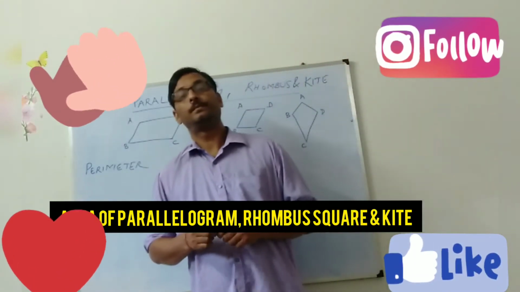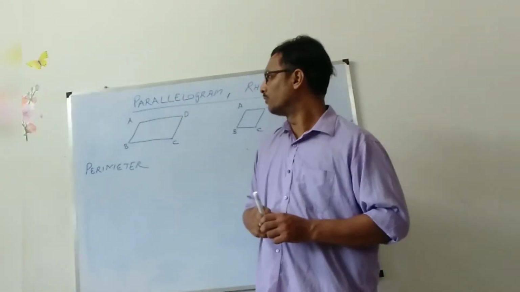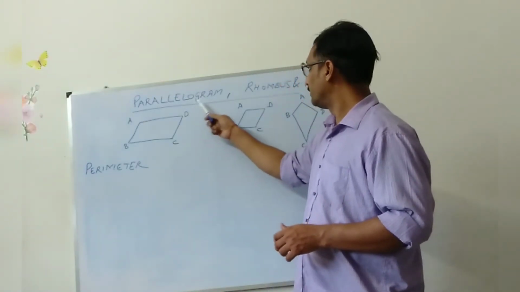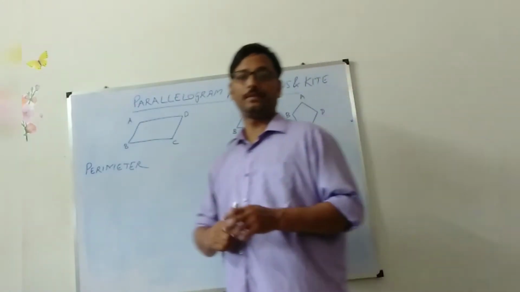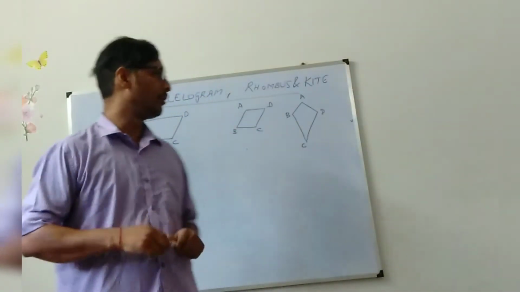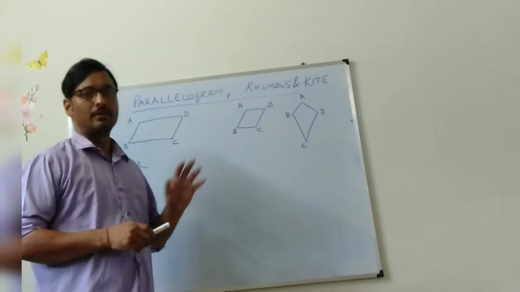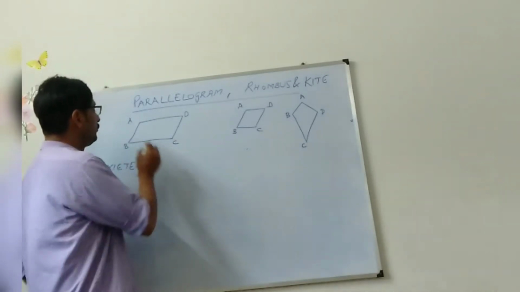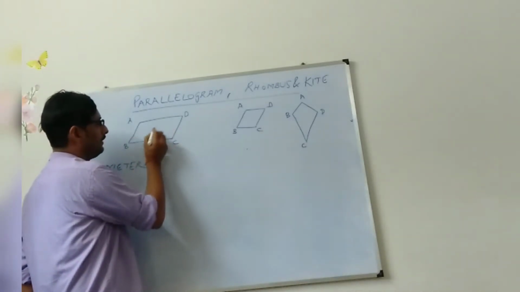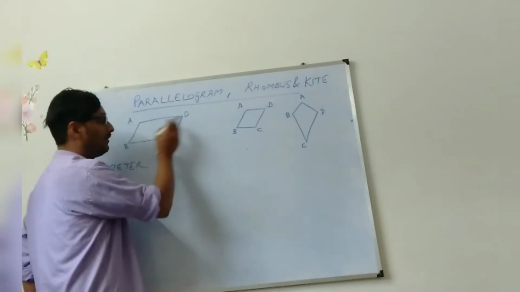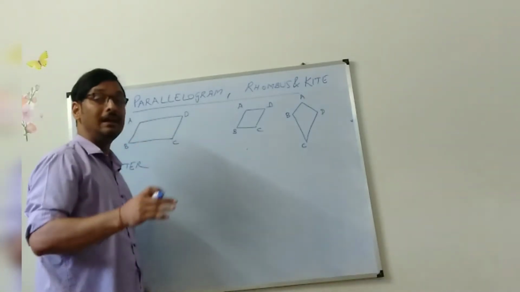Hello students, in this video I am going to make you understand the perimeter and area of parallelogram, rhombus and kite. What is a parallelogram? A parallelogram is a quadrilateral whose opposite sides are equal, this side is equal to this side and this side is equal to this side. Opposite sides are equal and parallel.